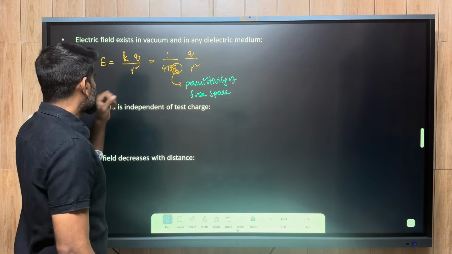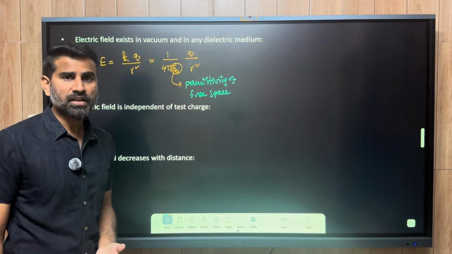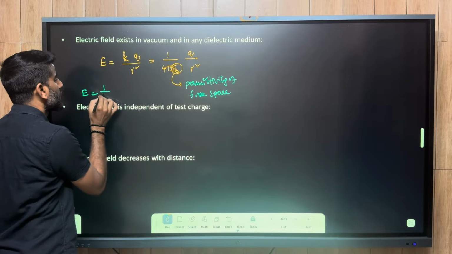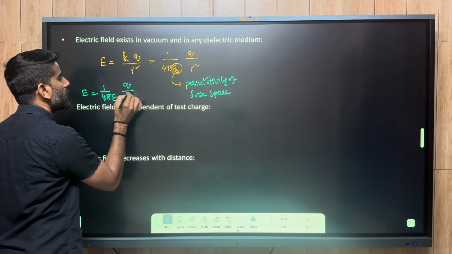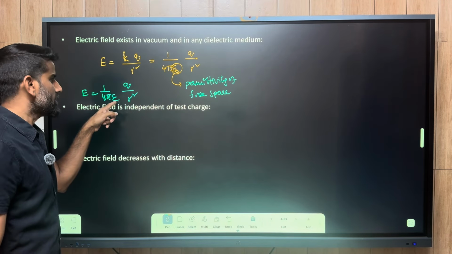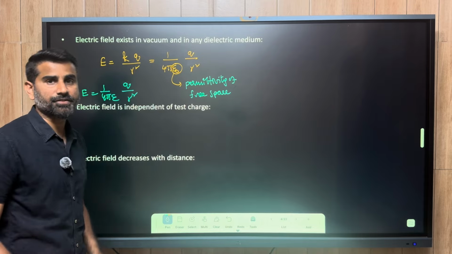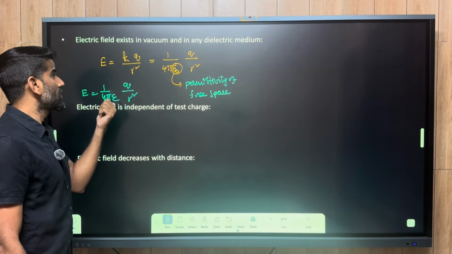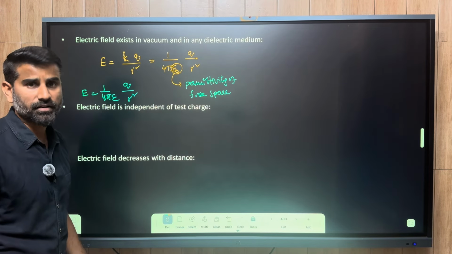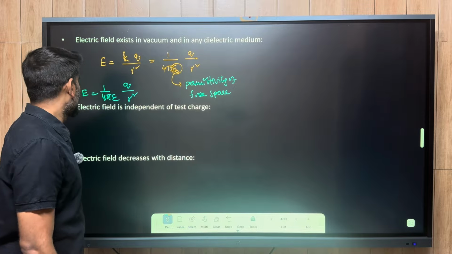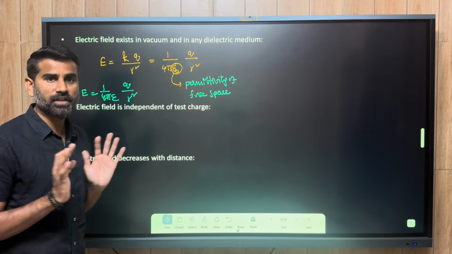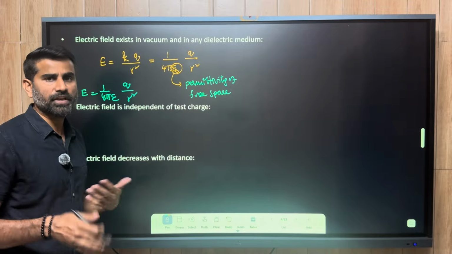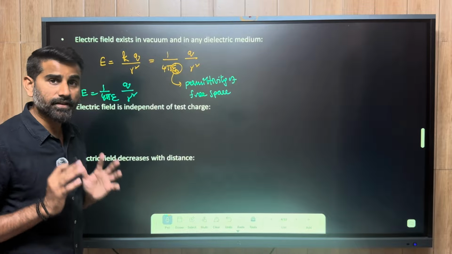So if the charge is placed in any other medium, in such a case, what would be the equation? E is equal to 1 by 4 pi epsilon Q by r square. Epsilon is the permittivity of the medium in which the charge is placed. So electric field exists in vacuum as well as in dielectric medium, any medium. When there is charge, there is field, no matter what the medium is. Depending on the medium, the quantity of field changes, but the field does exist.